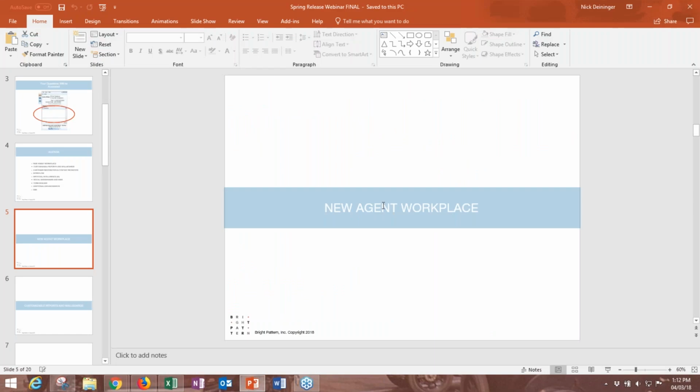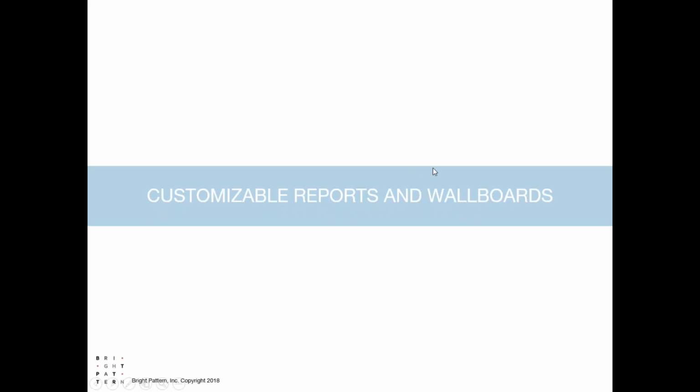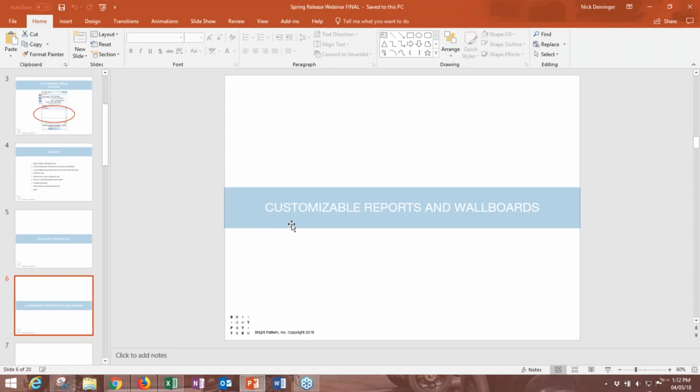All right, so that is the new agent desktop. Again, we're going to cover some more things on that. But we've also got customizable reports and wallboards. I think what we'll talk about here actually is some of the reporting features. So we've done a couple of things to improve the reporting in wallboards.